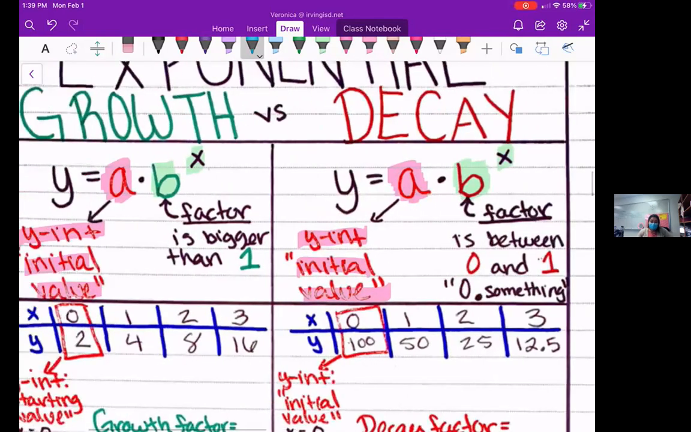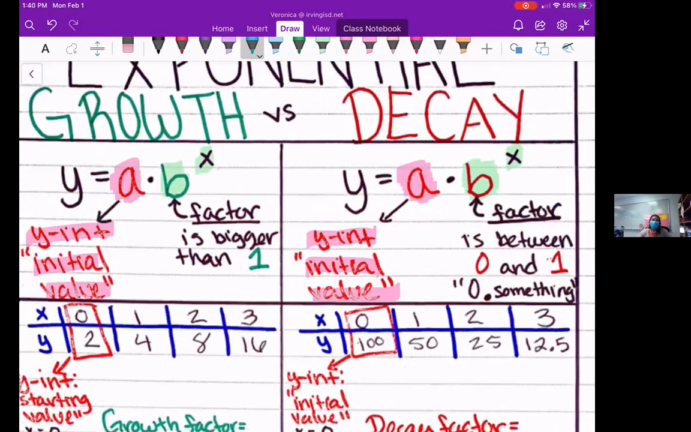Okay, now we've talked about what's your y-intercept. We've talked about how you know that's your factor. Now we need to talk about how do you know if it's a growth factor or a decay factor. On the chart, I'm giving you factor is bigger than 1. So basically, any number bigger than 1, it is automatically growth. It doesn't matter what number, okay? It could be 1.000001. Because of that 0.00001, it is growing. 1.1, growing. 1.2, growing. 1.3, growing. 2, 3, 4, 5. Anything bigger than 1 is automatically growing.